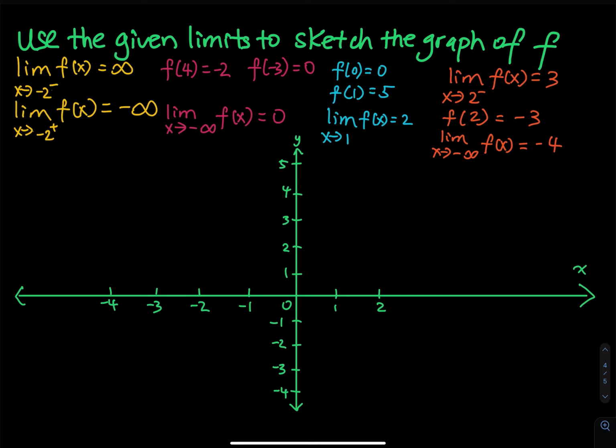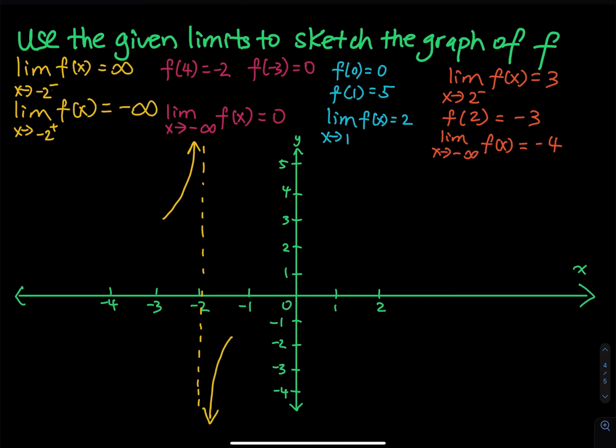So that means there is a vertical asymptote at x equals -2, right? So we draw a vertical asymptote first. So there you have it. This is my vertical asymptote. As x approaches -2 from the left, y goes to infinity, so the curve goes all the way up like that. And then on the right-hand side, that is -infinity, so the graph goes all the way down.